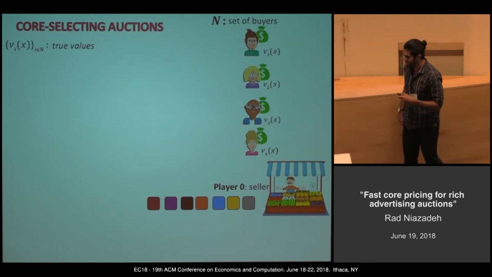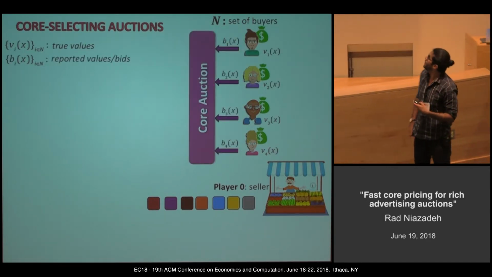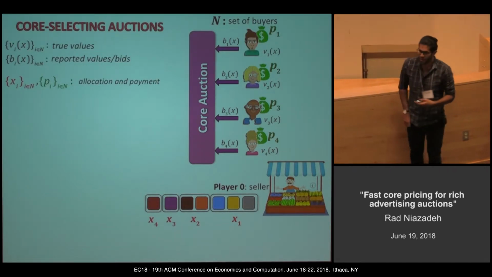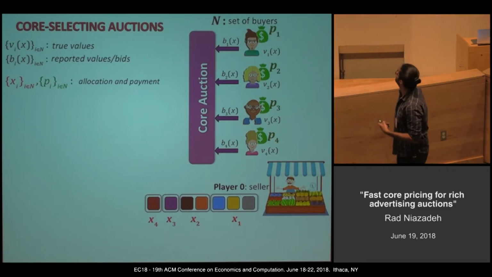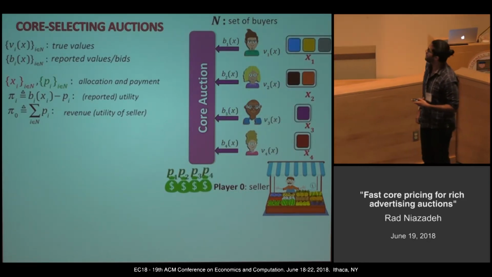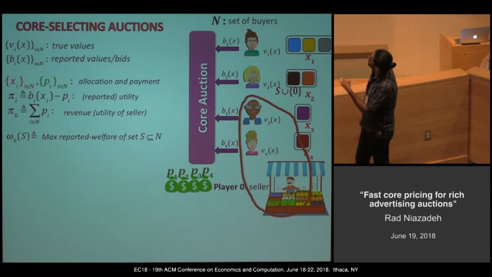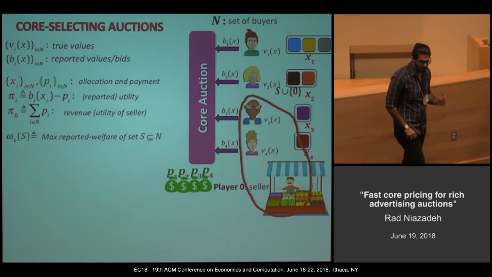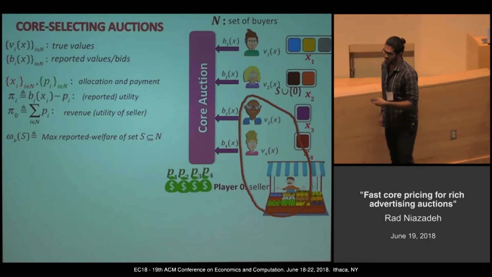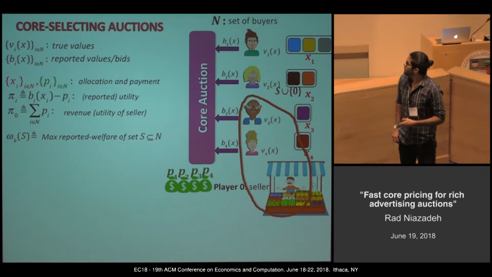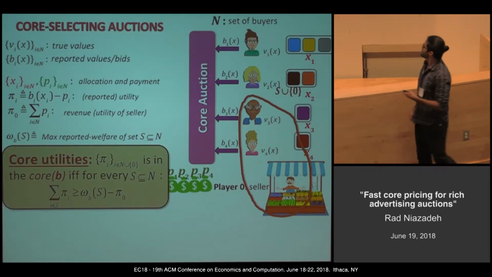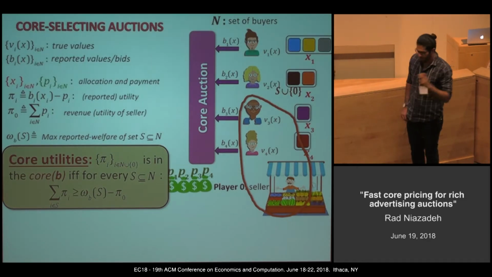Let's say v_i are the true valuations of the players, and b_i are the reported values. The auction picks an allocation, which is the partitioning of the items, and payments that will be charged to the bidders. Items go to the buyers, and money goes to the seller. Let's say pi_0 is the total revenue collected by the seller, and pi_i is the reported utility of bidder i. I'm going to use this welfare function with respect to reported values throughout. With these definitions, you can define the polytope of core utilities. It is what I used before.